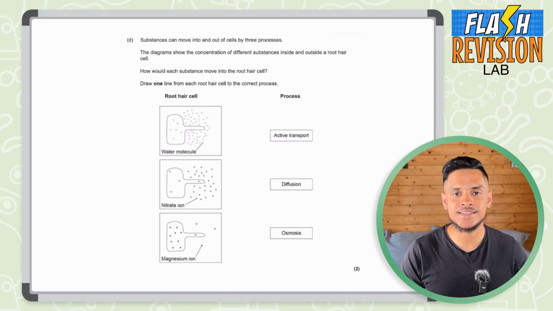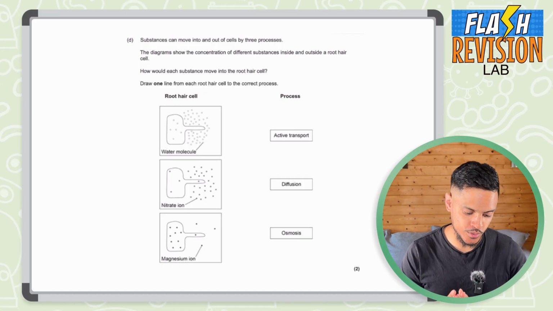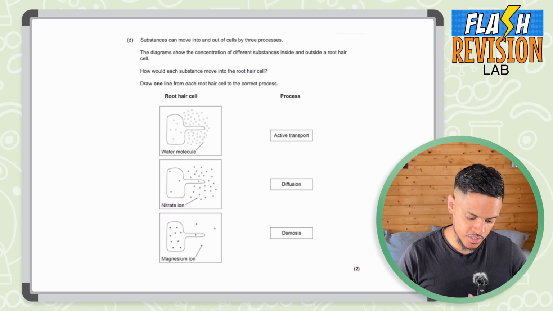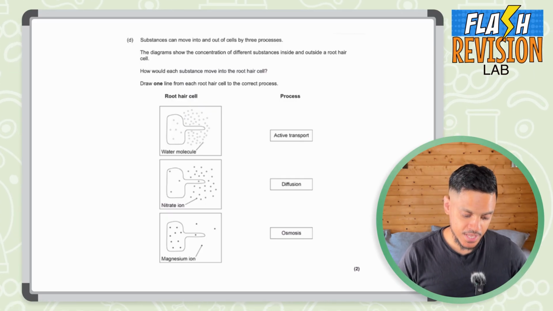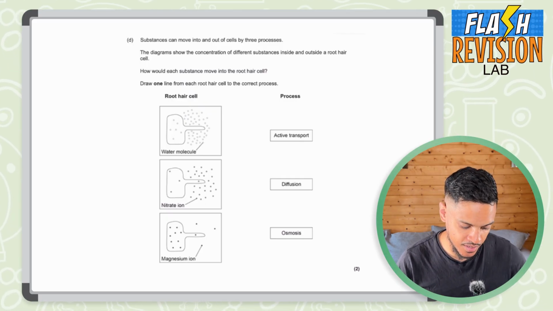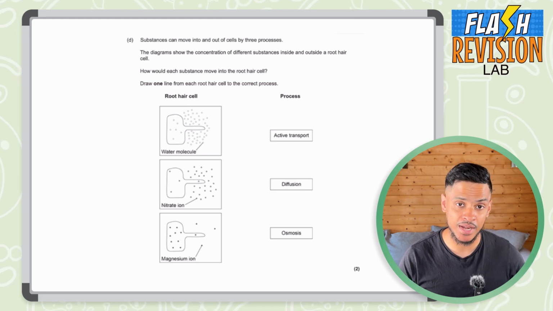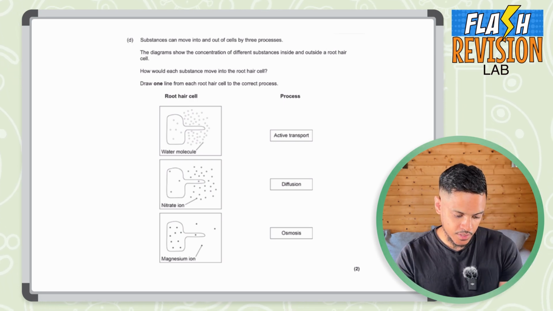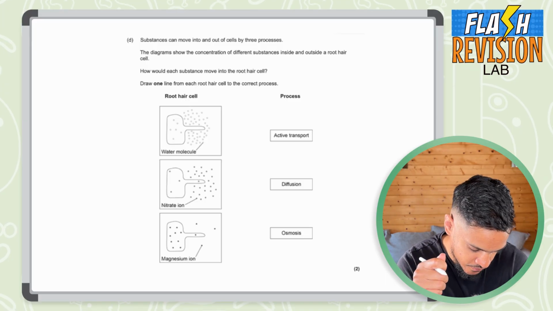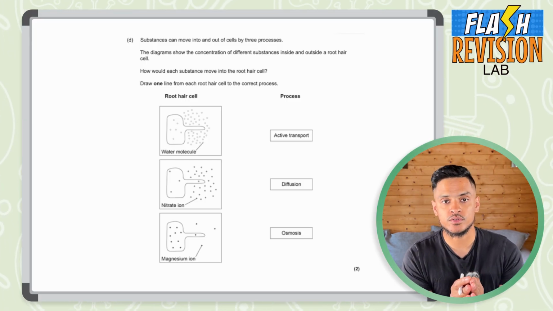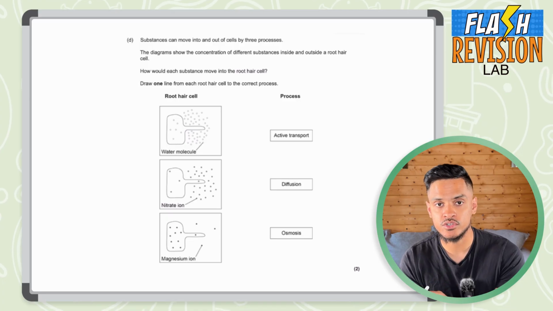Right, root hair cells. Here we have 2 different scenarios with root hair cells. We've learned active transport, diffusion, and osmosis. So it's basically asking us in these 3 scenarios, which process is taking place. So what we need to look at here is what we're dealing with first of all.